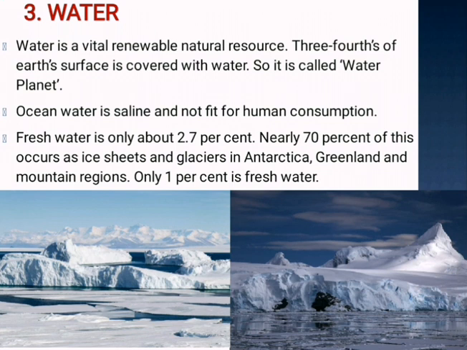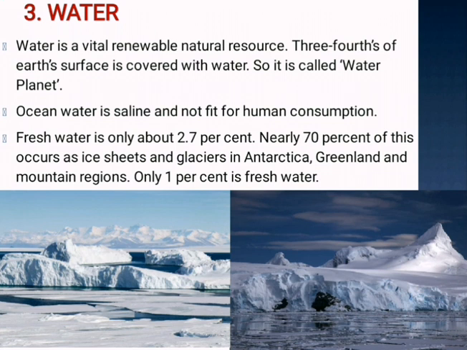Ocean water is saline and not fit for human consumption. Freshwater is only about 2.7%. Nearly 70% of this occurs as ice sheets and glaciers in Antarctica, Greenland, and mountain regions. Only 1% of freshwater is fit for human consumption.